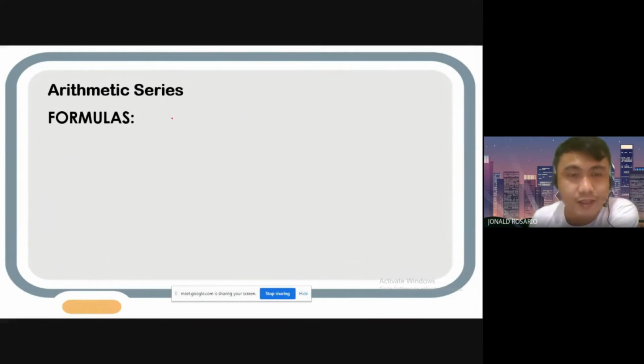Arithmetic series. Again, we are going to use capital S for series. We can compute or find the value of the sum of the first n terms, S sub n. That is our S sub n. If we're going to use this formula, we have n over 2 times a sub 1 plus a sub n.